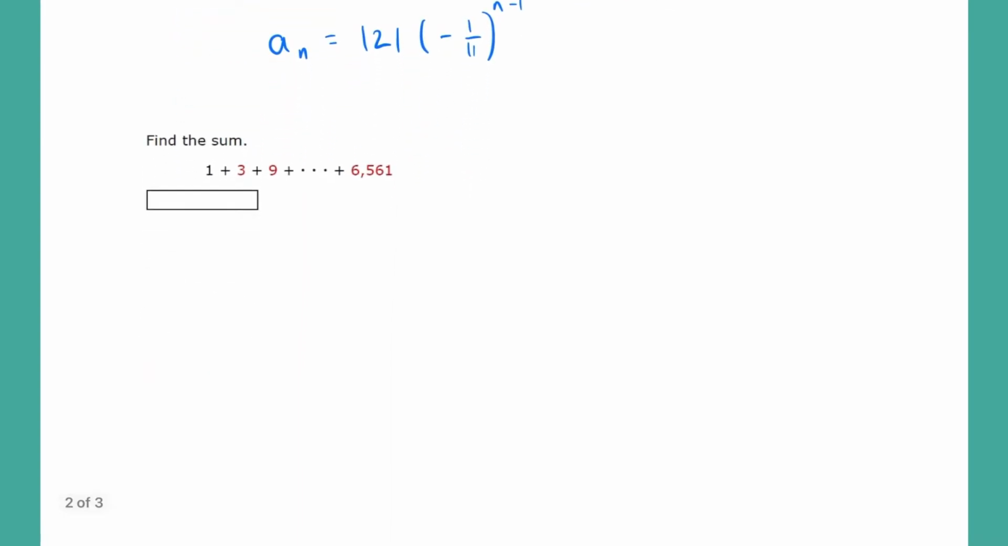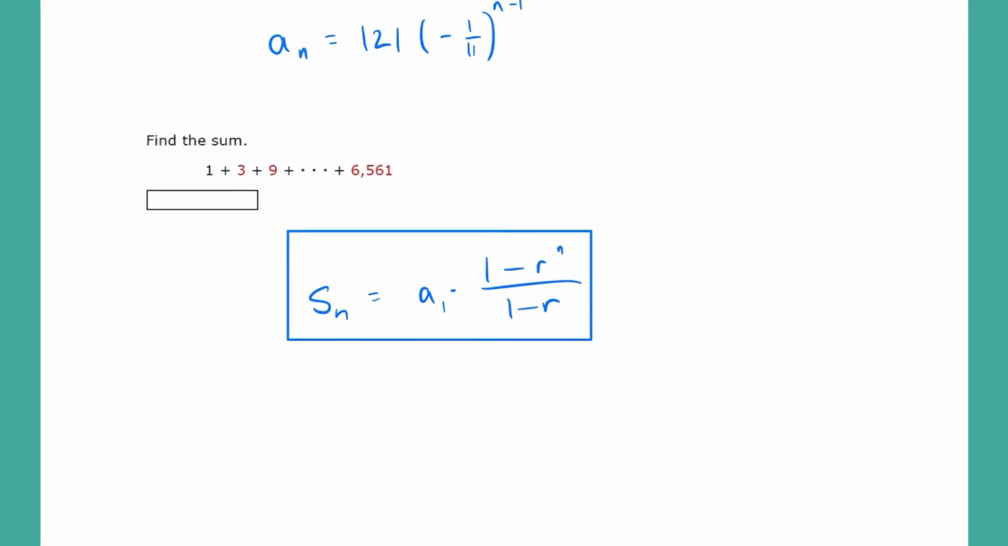The sum, all right, for sums of finite sequences or series, there's a formula for that. So let me bring that formula up for you. Here it is. It is S sub n, this is for geometric sequences, is a sub 1 times 1 minus r to the nth power over 1 minus r. So this is the formula for partial sums of geometric series.